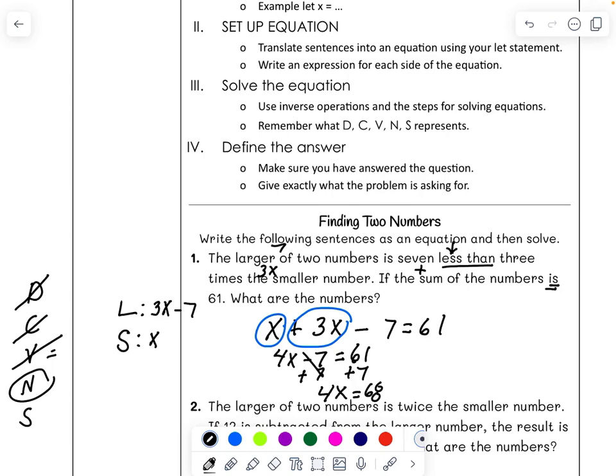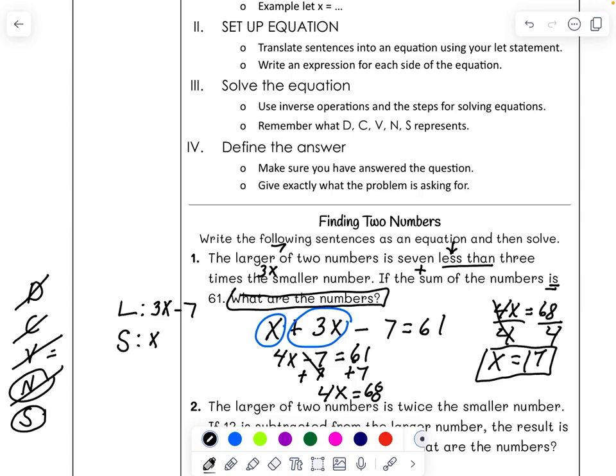So now I'm going to do this solve step and divide both sides by 4. x equals 17. Okay? So, am I done? No, because the problem is asking me for what are the numbers. So now I know that the smaller number equals 17.